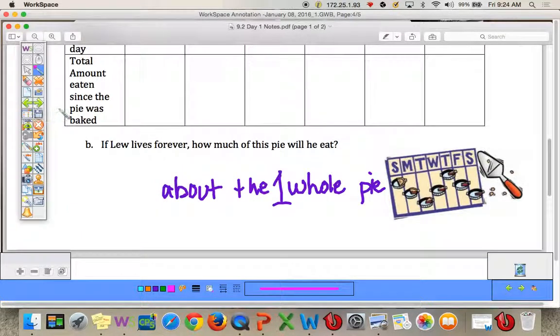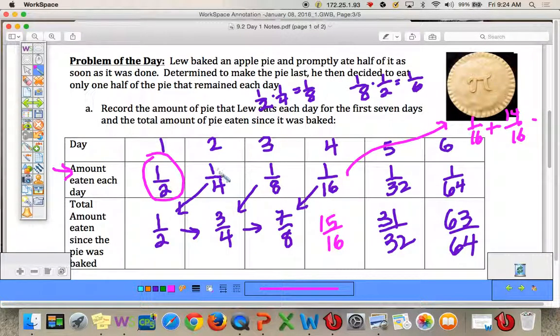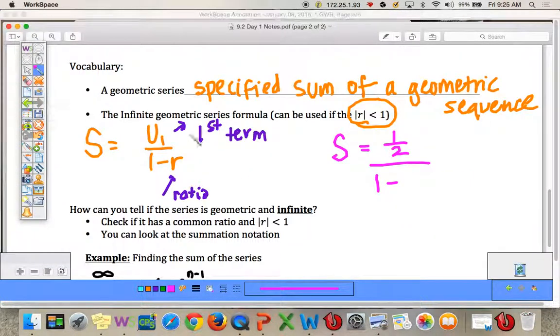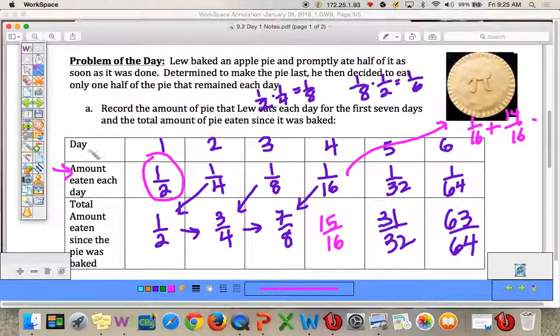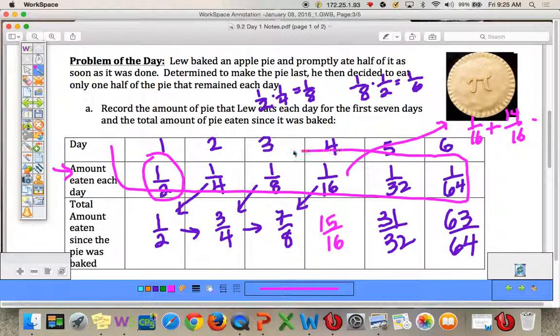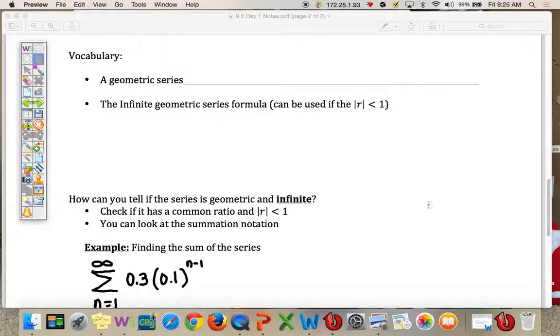Well, what's the ratio? What are we multiplying by each time? We're multiplying by 1/2. And if you didn't know that, you would take 1/4 divided by 1/2, you get half, and so on. So we're multiplying by 1/2 each day. So there's our ratio. Okay, so if you divide this out, this is half divided by half, which is 1. So if we add all of these numbers up right here, it will equal 1 whole pie. So that's how we define the sum of an infinite geometric series.